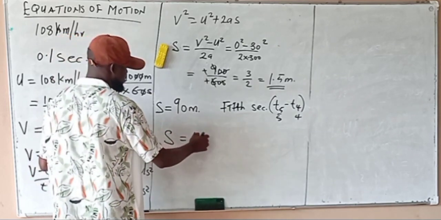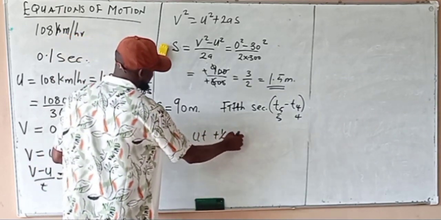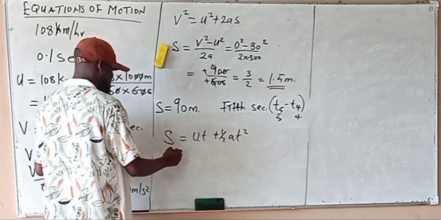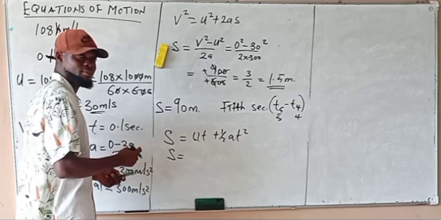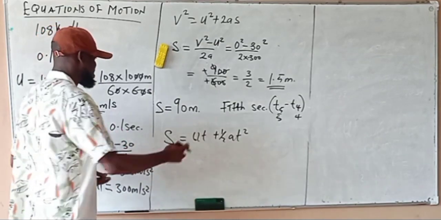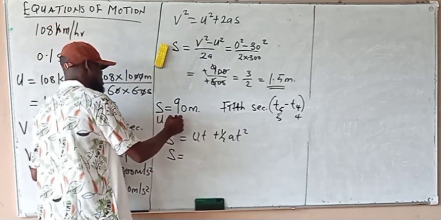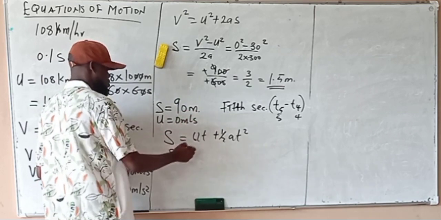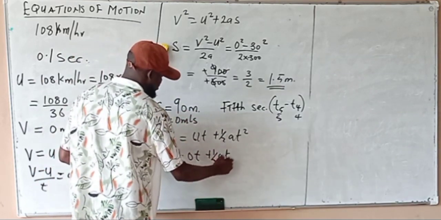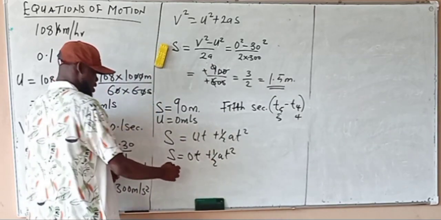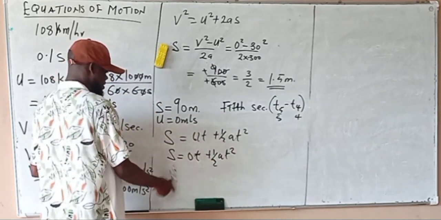So we know that the equation relating time, acceleration and distance is x equals ut plus half at squared. But in this question, they said the body started from rest and traveled 90 meters. So if the body started from rest, u will be 0 meters per second. So I'll use 0t plus half at squared. This one will leave, and s is 90.